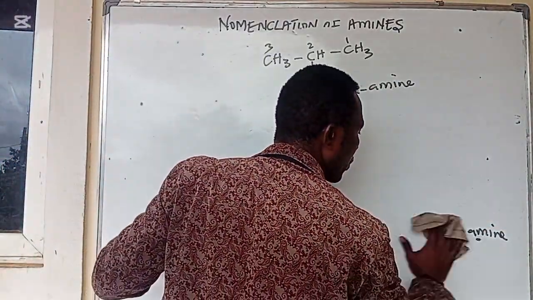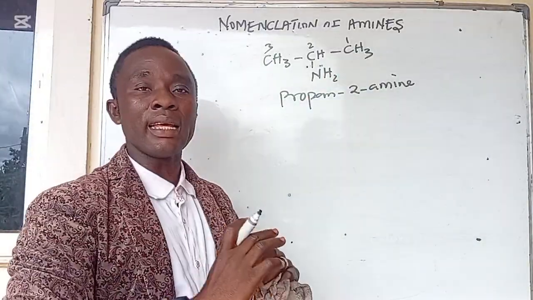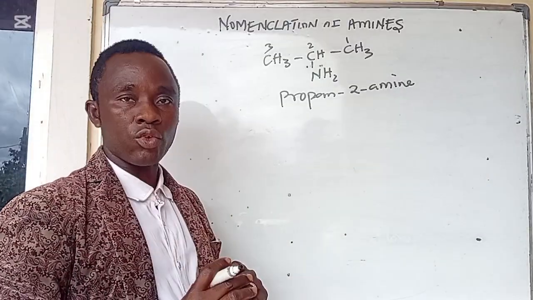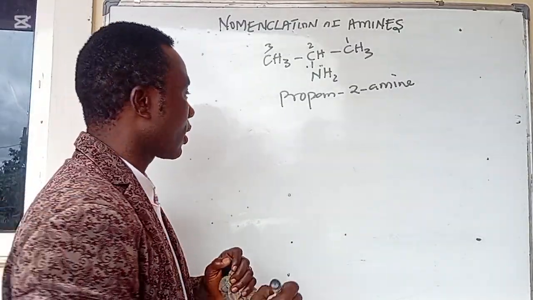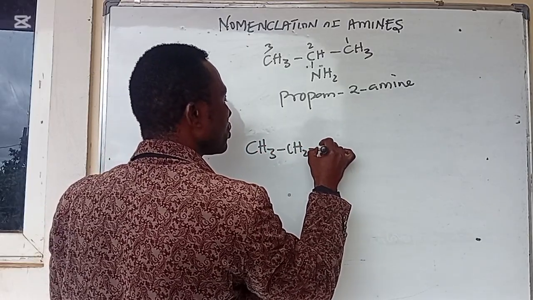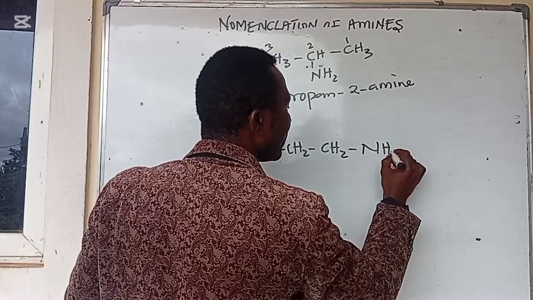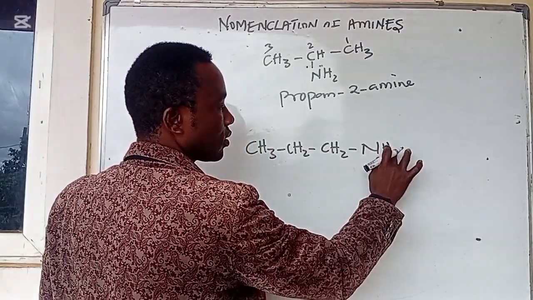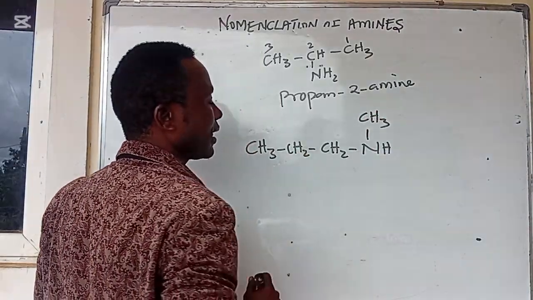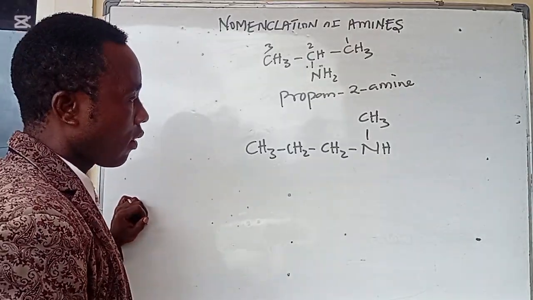Now there is also a case whereby we have a substituent on the nitrogen of the functional group. When we have substituents on the nitrogen of the functional group, like when we have CH3, CH2, CH2, and instead of NH2, we remove one hydrogen and put a substituent like the methyl group, what will be the name of the compound?